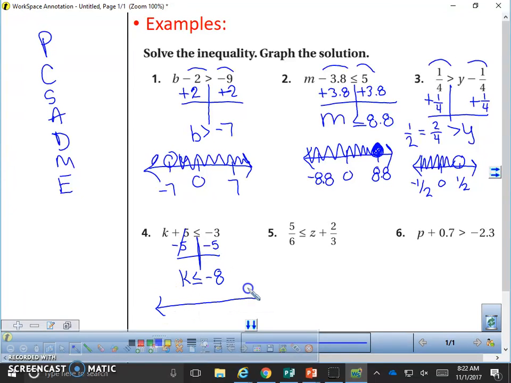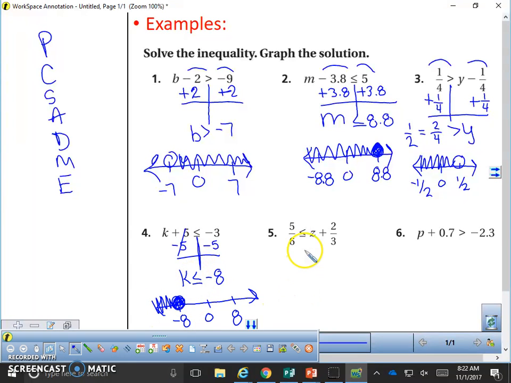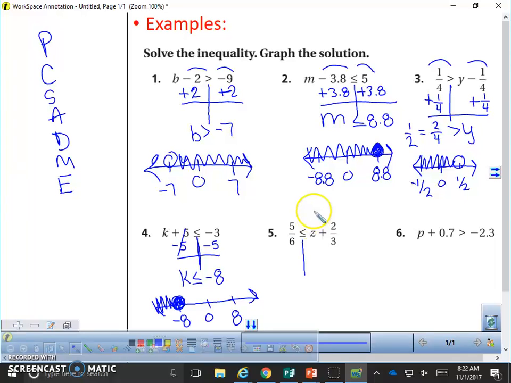Let's graph it. 0, -8. What's the opposite of -8? +8. Open or closed circle? Closed because it says equal to right there. And k is smaller, so shade the smaller numbers. Number 5. Write it down. Drop down the line of equality.